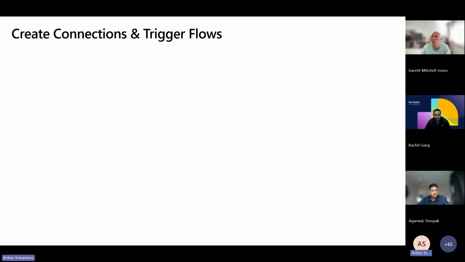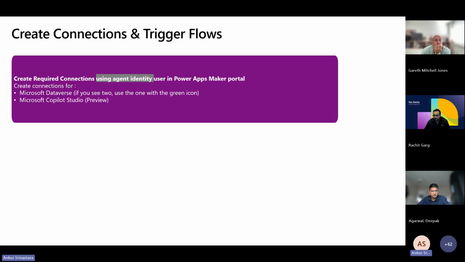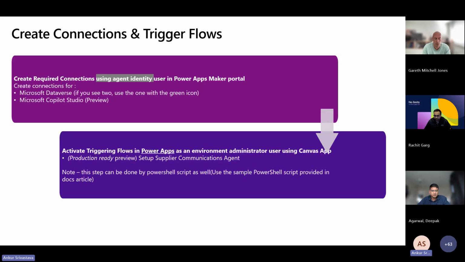To create the required connection using the agent identity user, we need to go to the Power Apps Maker portal and sign in as the environment administrator user. Now we need to create connections for Microsoft Dataverse. If you see two, we will talk about it. Then you have to select the green icon. And also you need to create a connection for Microsoft Copilot Studio Preview.